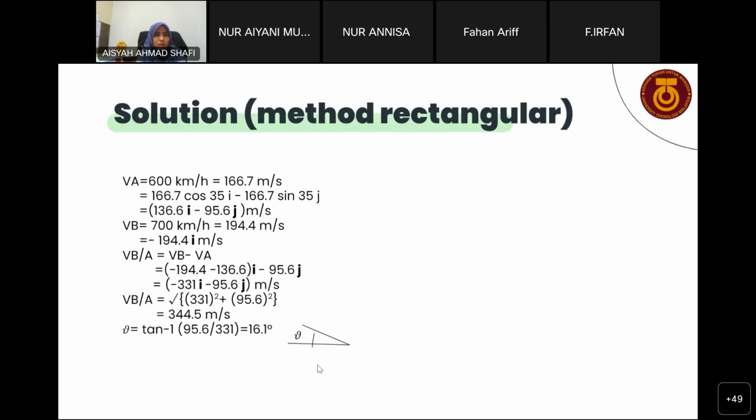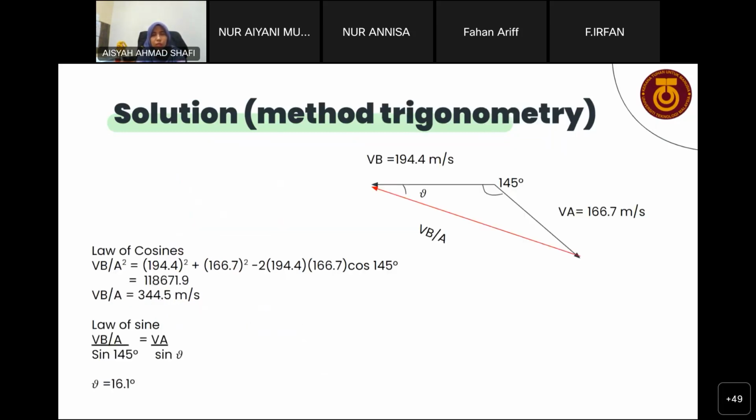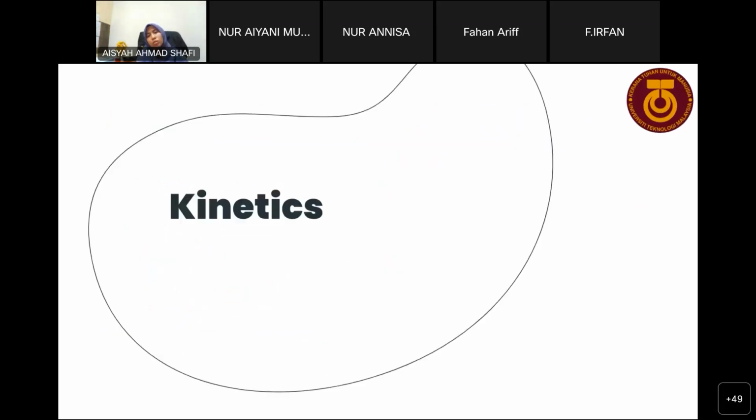Okay, thank you, Eugene. So I will check back whether the negative 0 minus j, negative and positive, is a factor or not. But this is for the trigonometry. You can solve by this triangle, and use the cosine and sine law. Okay, so we proceed to the kinetics.